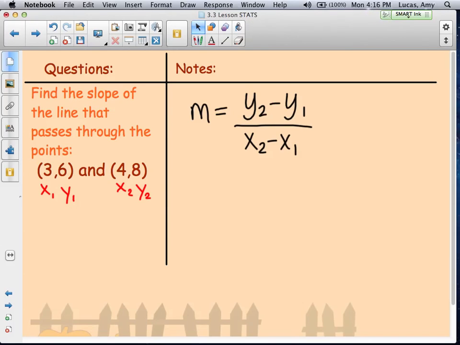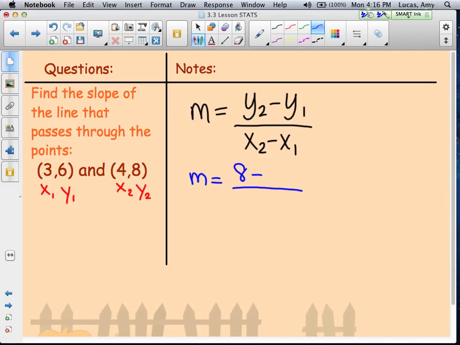So now we're just going to plug them in and simplify the fraction. So y2, if I look at my ordered pairs, in that spot I've got a number 8, and then I've got minus, because in our formula we're subtracting, just like we did when we were looking at our graphs. We subtracted to find their difference. And then y1 is 6, x2 in this problem is 4, and x1 is 3. Make sure you simplify your numerator. 8 minus 6 is 2. Then your denominator, 4 minus 3 is 1.